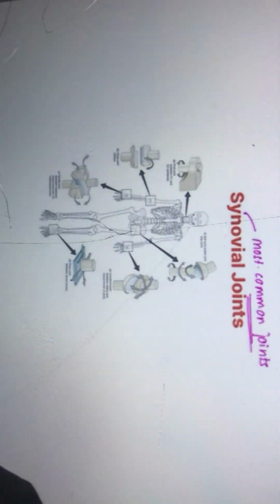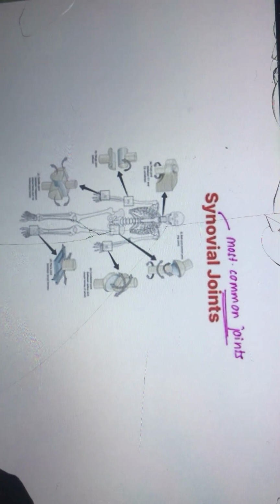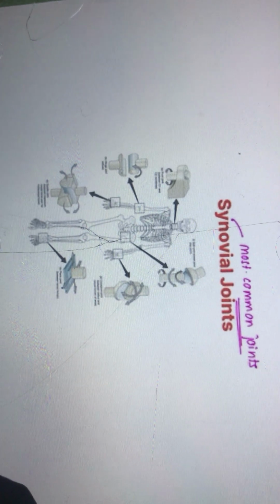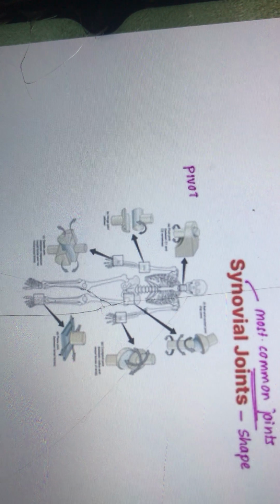The synovial joints can be classified based on two features. One is based on the shape of articular surfaces, and one is based on the axis of movement. Now, synovial joint classification based on the shape, we will discuss first. So, the first type of joint we have here is referred to as the pivot joint.